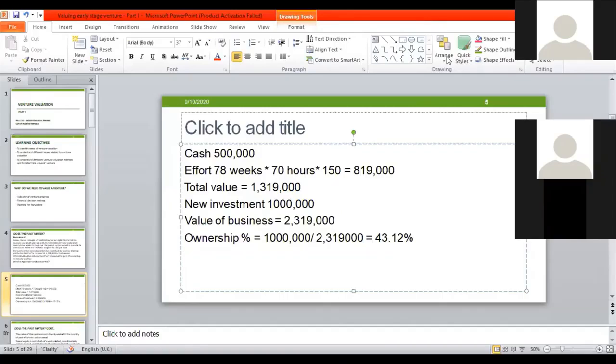So tell me whether this approach is correct or wrong according to your opinion. So give me the answer through the chat. Is this ownership percentage correct according to your opinion?